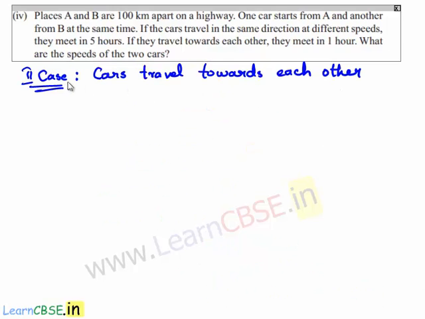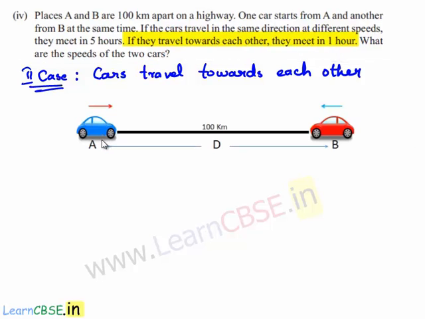Now let us see the second case, which is nothing but the cars travel towards each other. So when they travel towards each other, they meet in 1 hour. Car A is starting from the point A and car B is starting from the point B. After 1 hour, they meet at a common point D. So let us calculate the distance traveled by them.